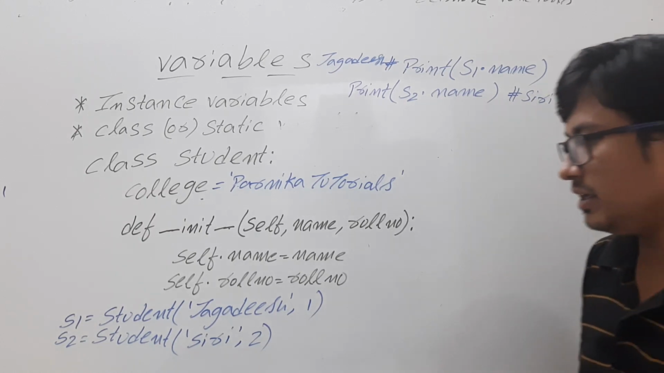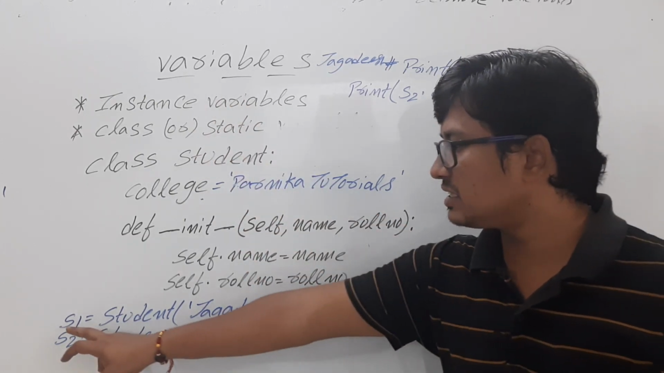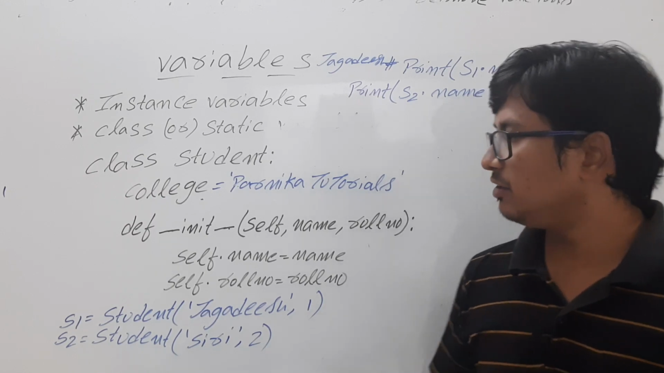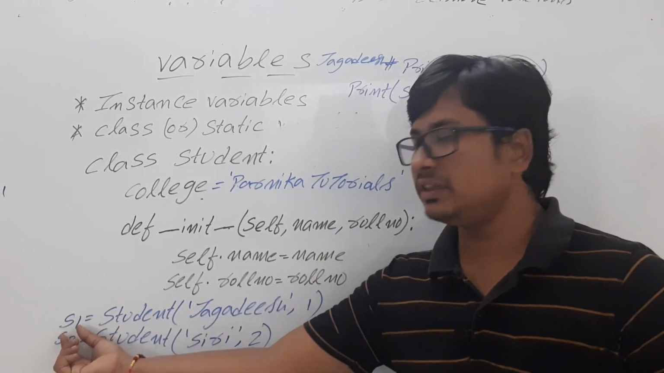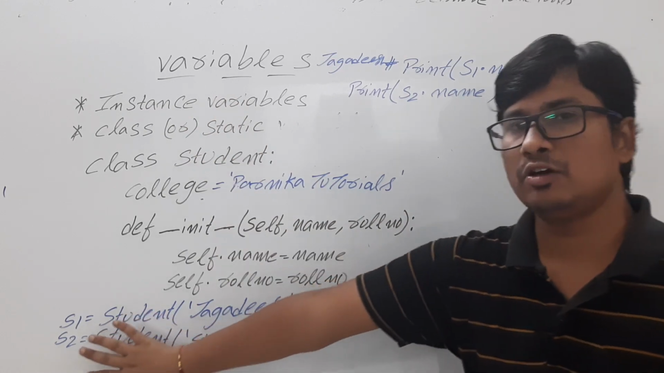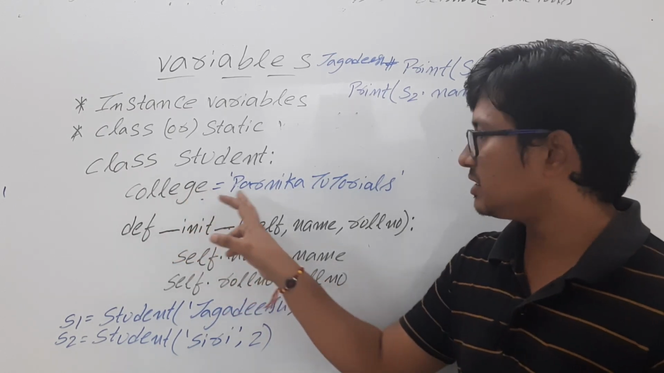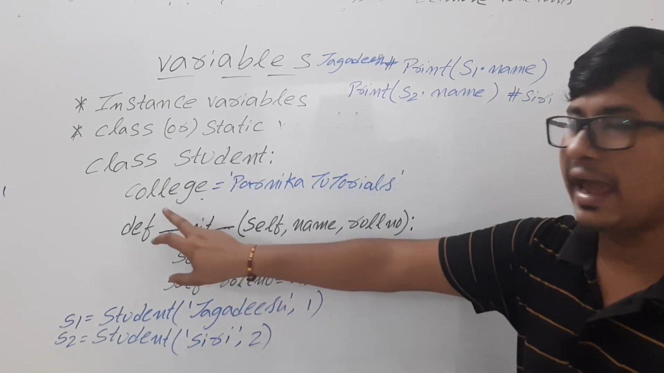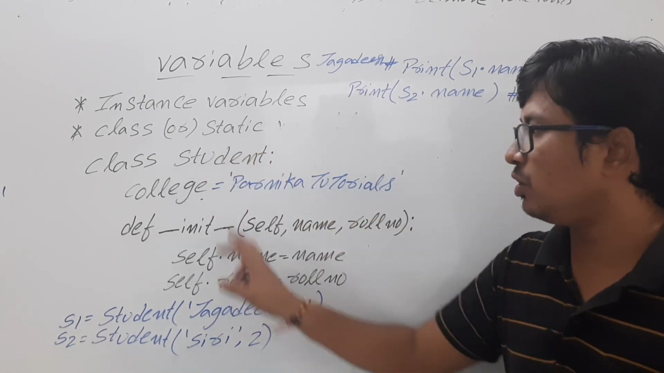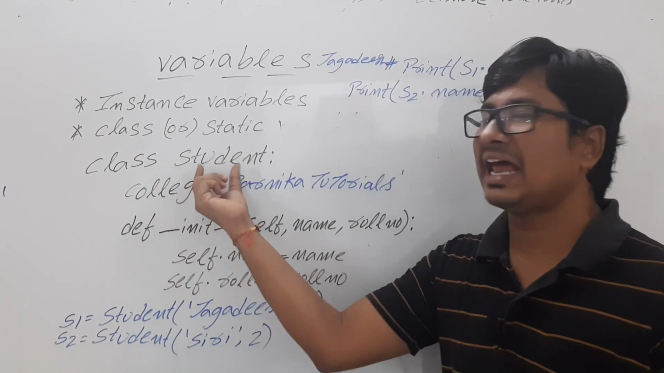So the point I want to highlight here is that name is an instance variable. If it is an instance variable, accessing it using the object is preferable. Is it clear? Here S1 and S2 are the two objects, so accessing the instance variable with the object is preferable. Suppose I want to access the college, meaning I want to print Parnika tutorials. You can access this with the help of the S1 object and S2 object, and also with the class name called student. But accessing the class variable or static variable with the class name is preferable.